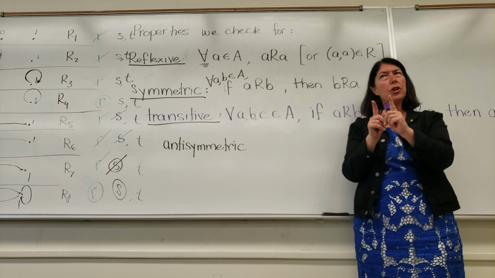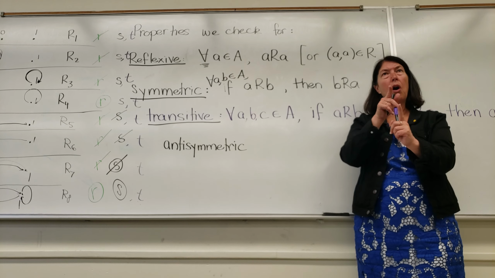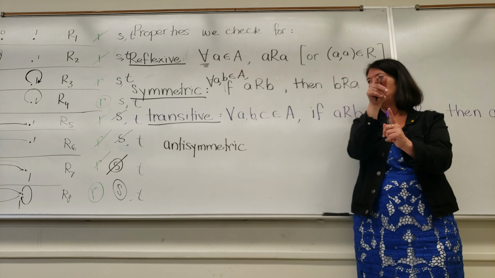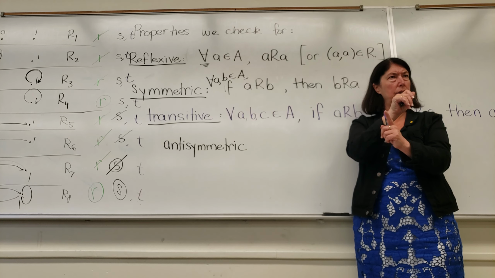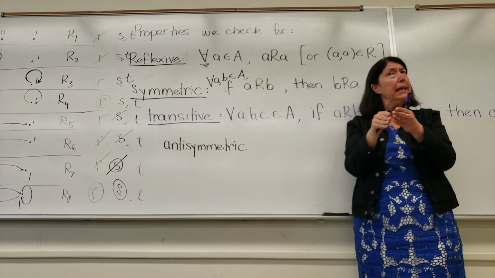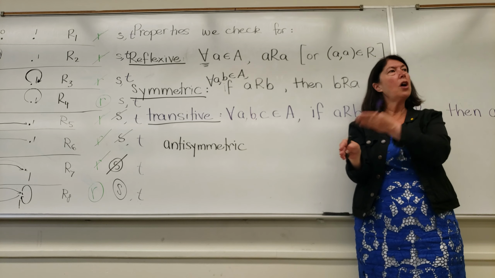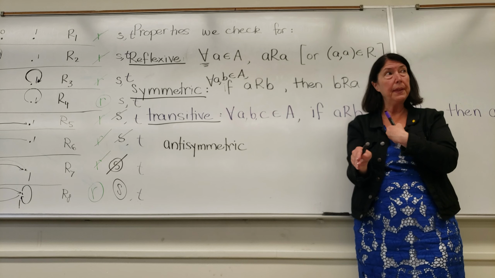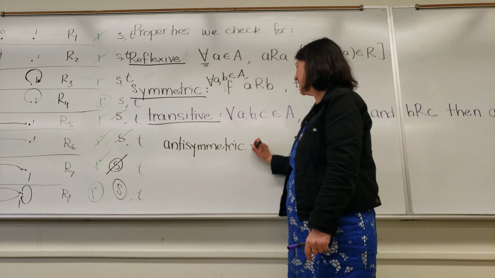It kind of is gonna try to say this: the only two-way streets are loops. The only possible two-way street in the graph is if an element is related to itself. So how I think of it is, if A is related to B, then B is not related to A. That's how I think of it, but that's not what it is.